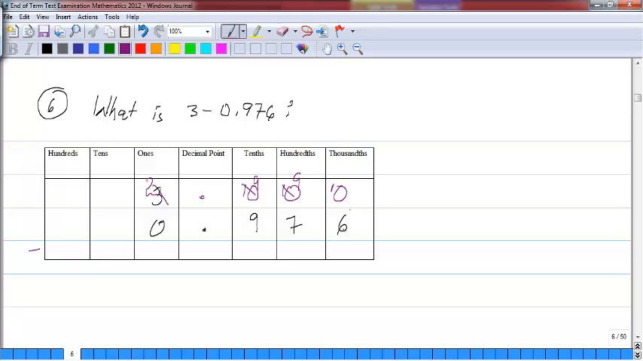So now we say 6 from 10 will leave 4, 7 from 9 will leave 2, 9 from 9 will leave 0, decimal point under decimal point, and we have 0 from 2 leaving 2. My answer is 2.024, and that would be A. So for number 6, our answer is A.